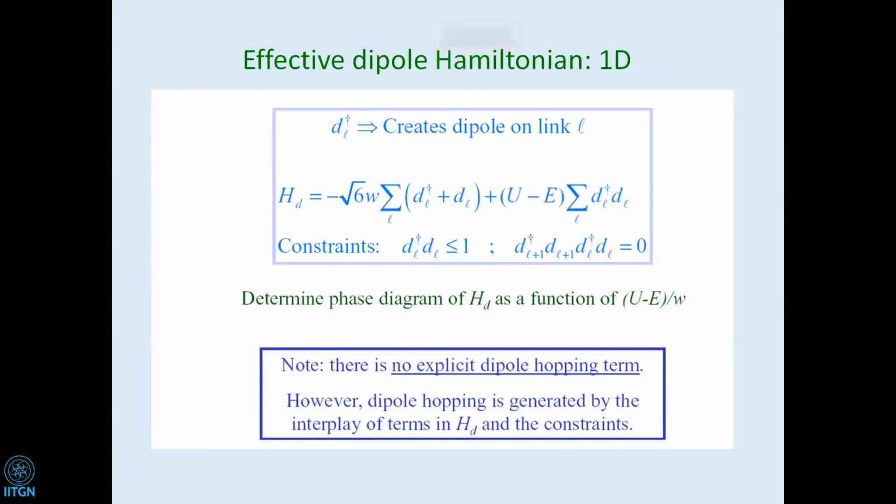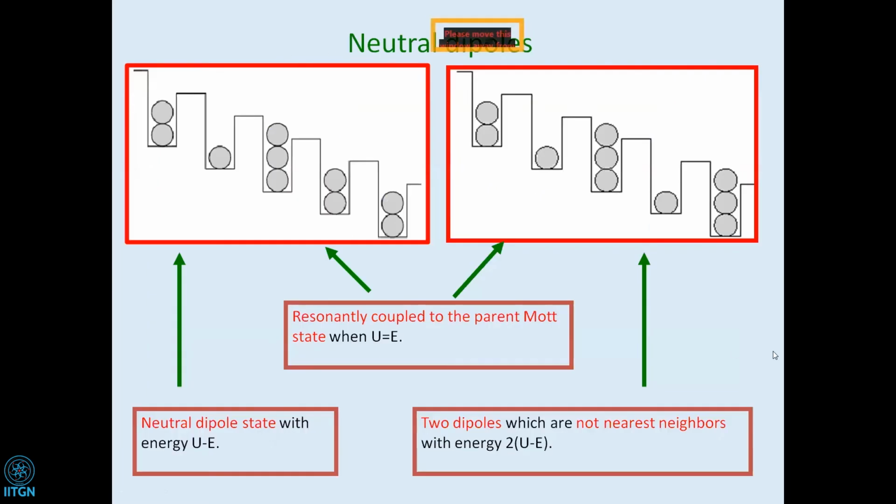Sir, can you also create the second diagram that you saw? That is possible, right? 2 times U minus E. Oh, sure. You can create as many dipoles as possible, as long as they are not nearest neighbors. They will correspond to an energy n times U minus E. And that, of course, is allowed, because U minus E is a small quantity.